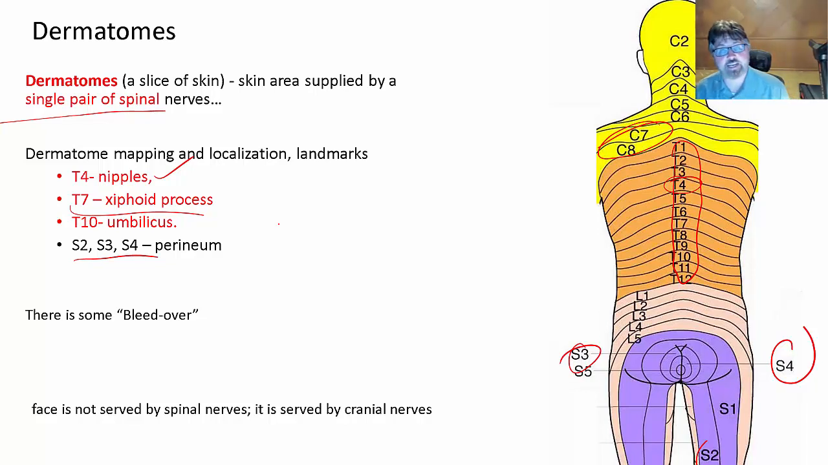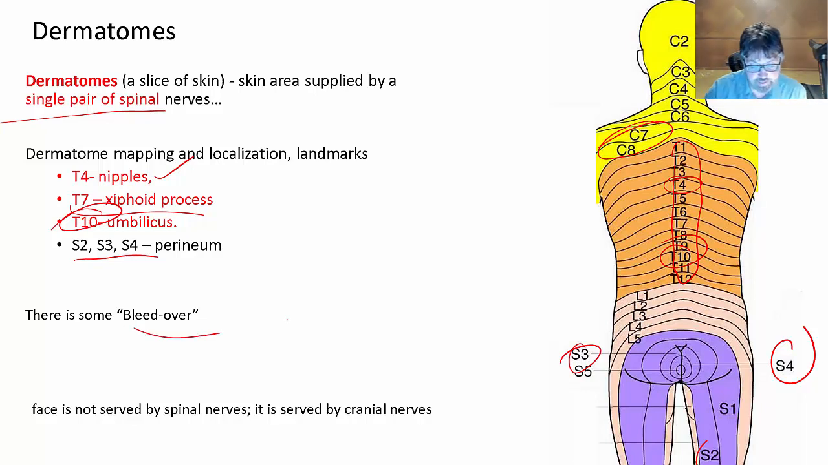T7, the xiphoid process, that's that inferior aspect of the sternum. So as you go down to the body of the sternum, you feel that big bump. That's your xiphoid process. That's going to be T7 dermatome. Another big one is the T10 dermatome. Here it is at the umbilicus. So think of your umbilical, your belly button. That's going to be about that area on the anterior aspect of the individual.